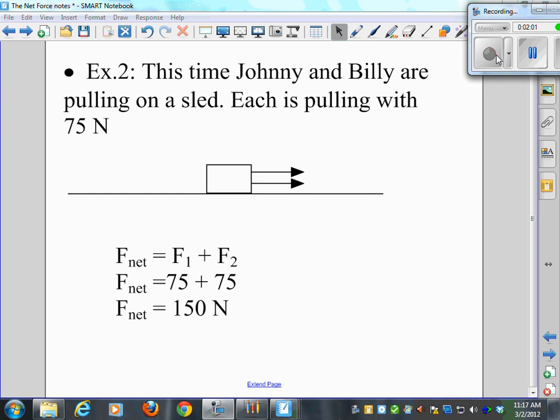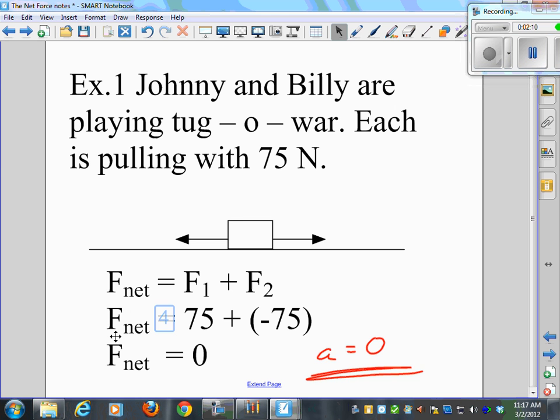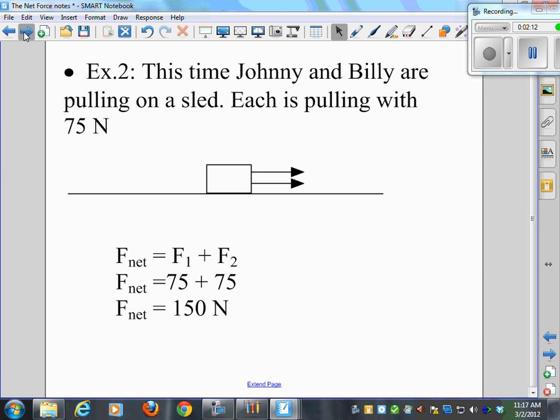Okay, this time Johnny and Bill are pulling on a sled. Each one's pulling with 75 newtons. Now we're going to add them together, same as before, except one's not negative. We've got a net force of 150 newtons. Is there going to be an acceleration? Yeah, but I can't figure it out until I know the mass.